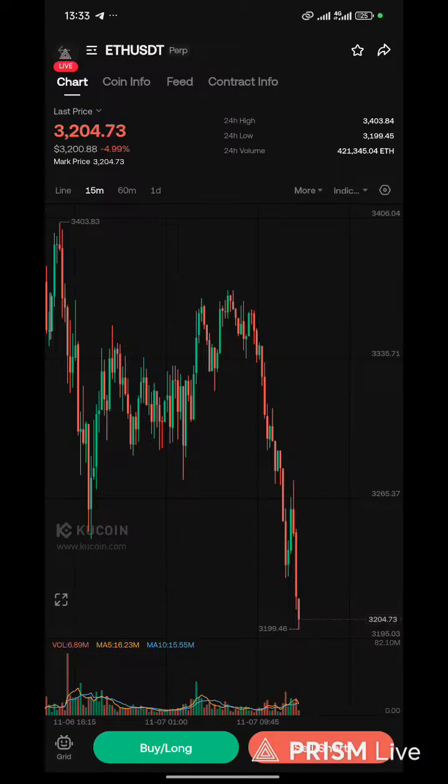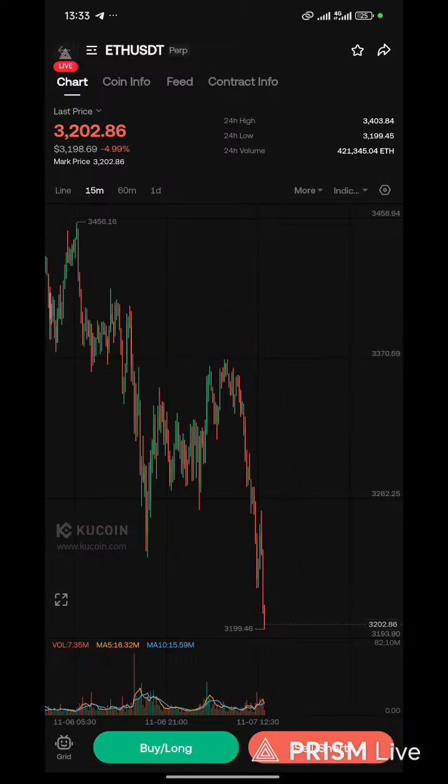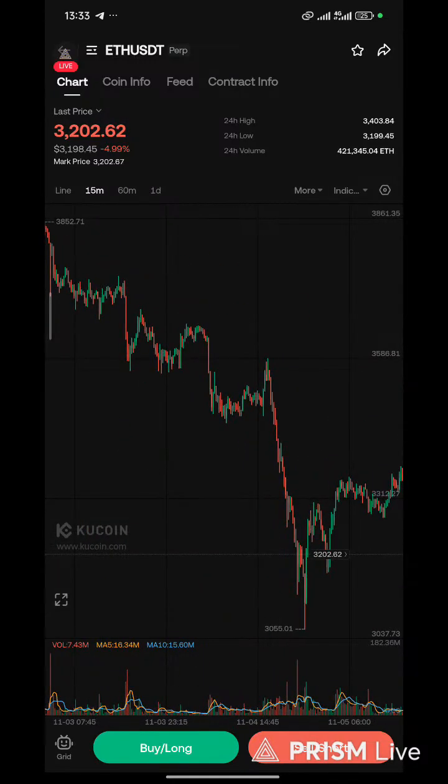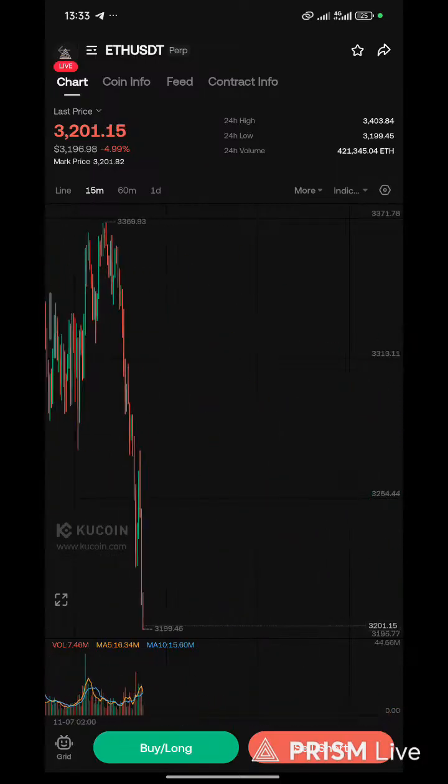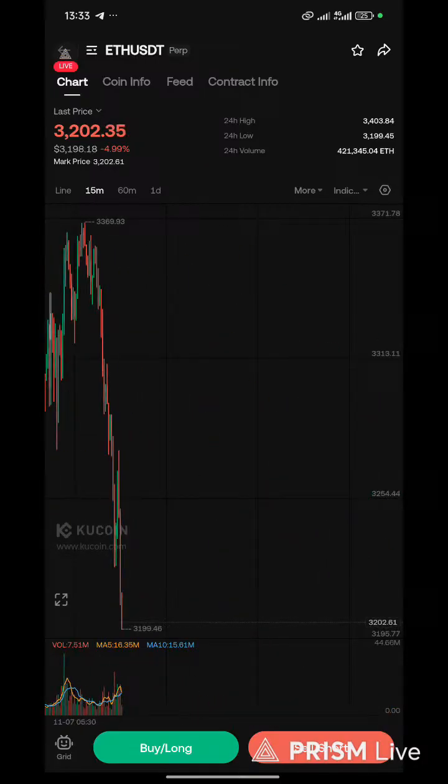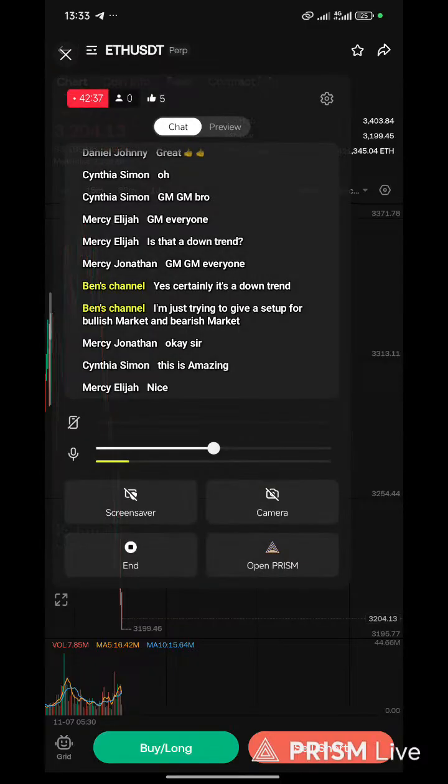This is the 15-minute time frame. Have you seen it? The market is trading down right now. The lower low is 3055. Well, this one is 3199. Once it breaks that place, we know that is our new higher low. Then from there we can look for a bullish reversal to take place. Nevertheless, we're not dealing with ETH now.